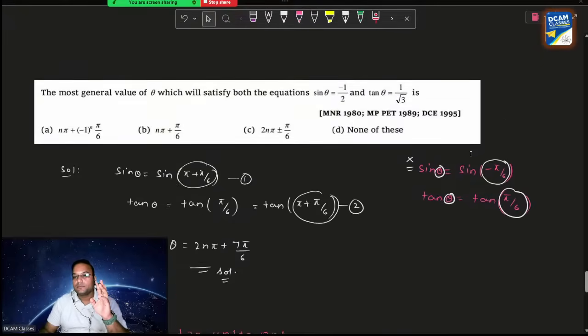Now see, this one: when sine theta is equal to sine of some angle, you will get different angles for minus 1 by 2. But you have to have that angle for which sine theta is equal to minus half, sine theta is equal to sine of that angle, and tan theta is equal to 1 by root 3, that tan pi by 6 you are getting now. These two angles should be the same. Then only you can arrive at a solution.